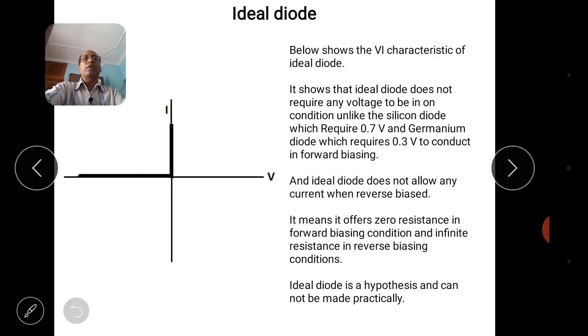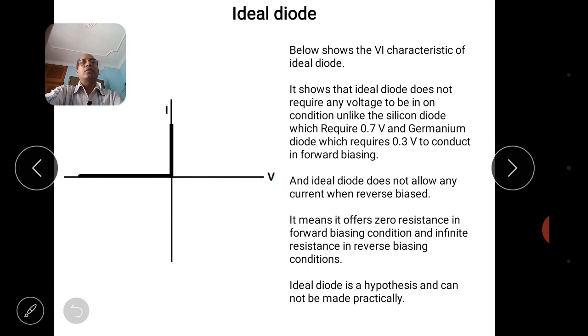Now we will discuss the ideal diode. Below shows the VI characteristics of the ideal diode. It shows that an ideal diode does not require any voltage to be in the on condition, unlike the silicon diode, which requires 0.7 volt, and the germanium diode, which requires 0.3 volt, to conduct in forward biasing. An ideal diode does not allow any current when reverse biased. It means it offers zero resistance in forward biasing condition and infinite resistance in reverse biasing condition.